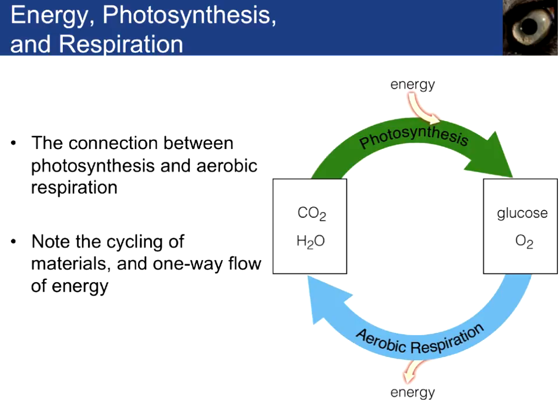So this flow chart shows the connection between photosynthesis and aerobic respiration. Again, the byproducts of aerobic respiration, carbon dioxide and water, you can see that here, these are the reactants of photosynthesis. And the products of photosynthesis are the reactants of aerobic respiration. So this is a cycling of materials. On the other hand, there's only a one-way flow of energy. You can see it goes in with photosynthesis, and it goes out of the system with aerobic respiration.